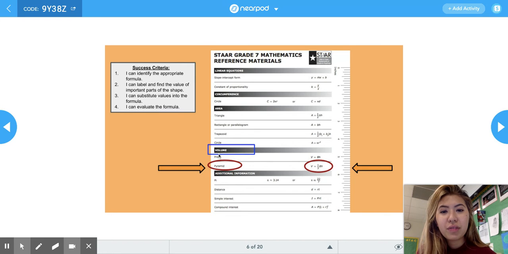So the formula for the volume of a pyramid is volume is equal to 1/3 times big B, which stands for base area, times the height. And the success criteria for today's problems include: 1, I can identify the appropriate formula. 2, I can label and find the value of important parts of the shape. 3, I can substitute values into the formula. And 4, I can evaluate or calculate the formula.